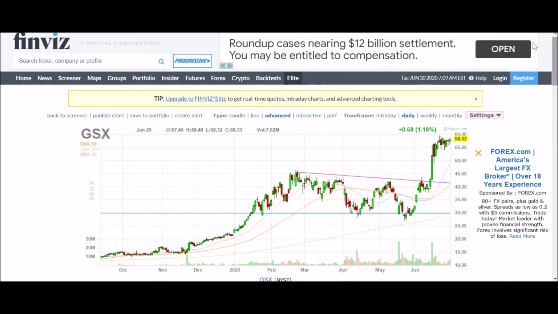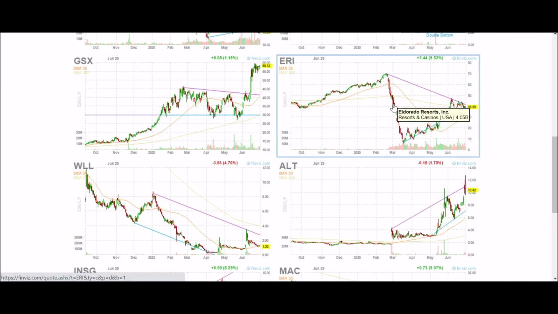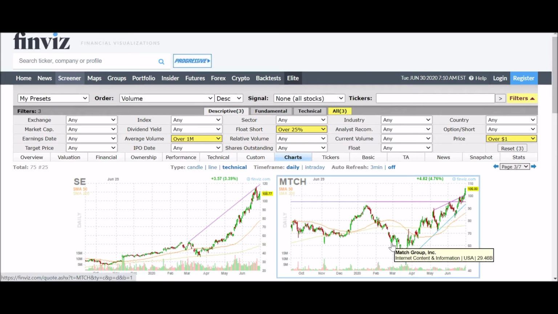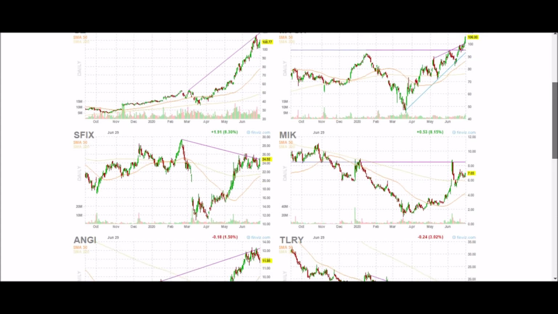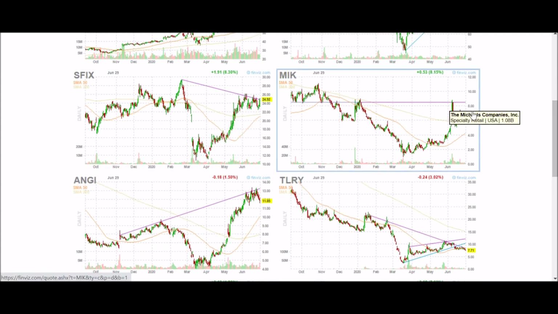Let's take a look at a couple more. El Dorado Resorts is definitely one that I've seen kind of go crazy with the squeeze, and with short sellers pushing it down. I'm going to keep looking here. I definitely missed a couple nice charts here too, by the way, as I'm looking. Look at Match. Wow. Match is just exploding right now. Definitely a short squeeze. Stitch Fix is another one that I'm going to have to look up.